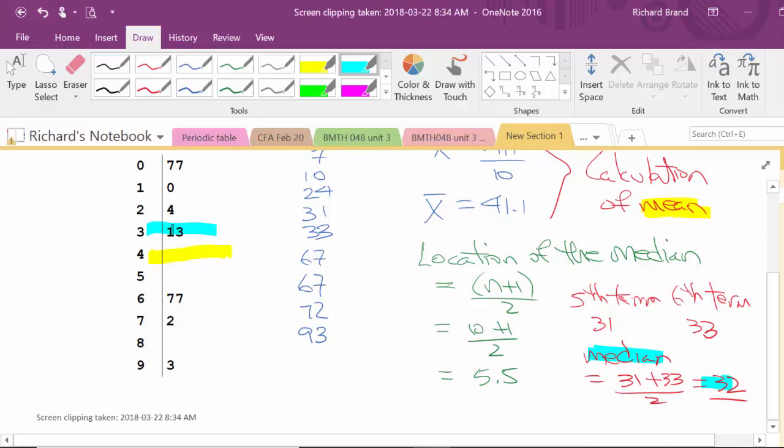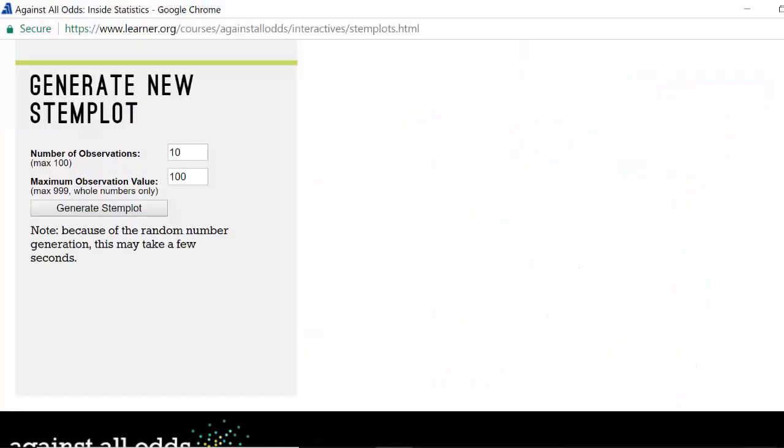So the median and the mean aren't matching, and that's because the distribution is skewed towards the higher numbers. You've got some high terms here, like for calculating your mean. Let me just show you. There's 93. That 93 really has a lot of pull, if you like, on the mean and pulls it up. Right, now I am going to generate a new stem plot, 10 observations. Here we go.